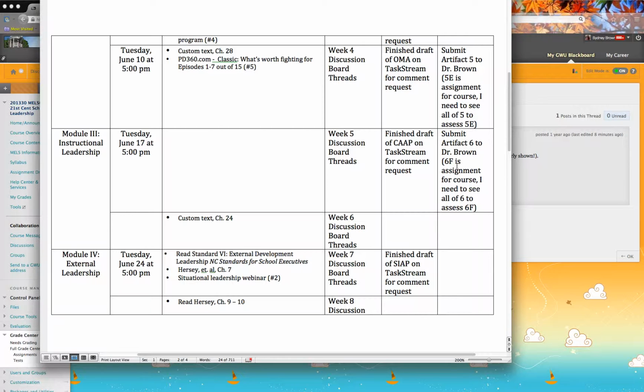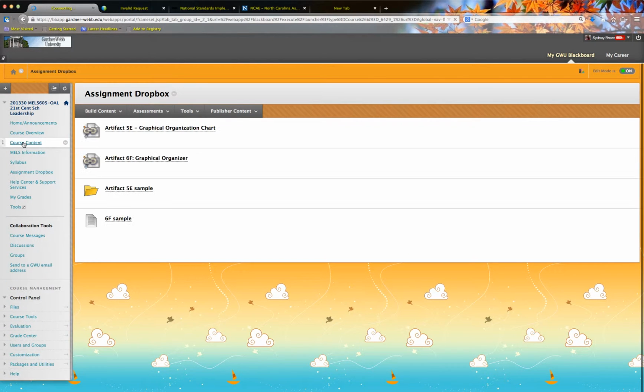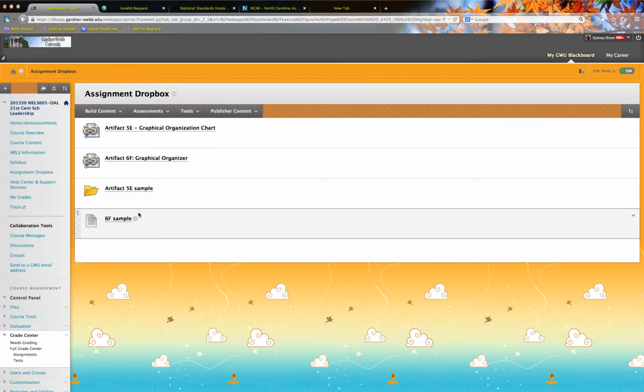And as a reminder, there are samples of 5E and 6F in your assignment Dropbox. So if you want to look at a sample of graphic organizers that are appropriate for 5E and 6F, you can find them there in the assignment Dropbox.